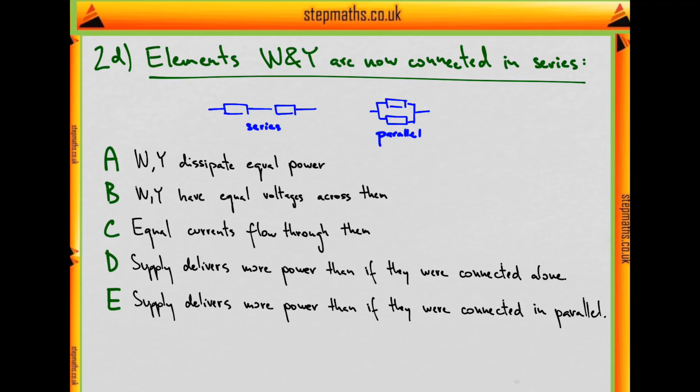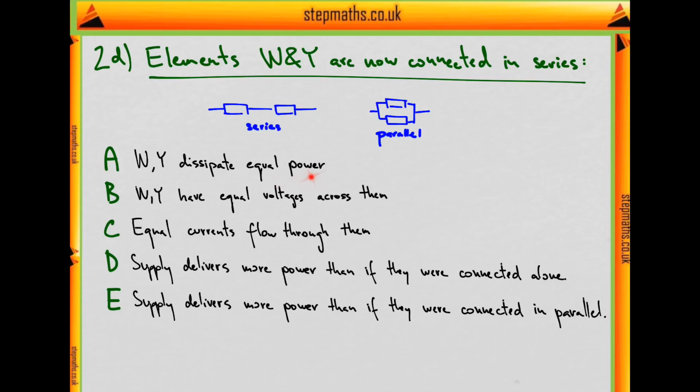In section D, two elements, W and Y, from the first section, which we saw in the graph, are now connected in a new circuit, this time in series. And we are supposed to consider these 5 statements and say which one of these is true about the setup. So let's look at the first one. W and Y dissipate equal power.